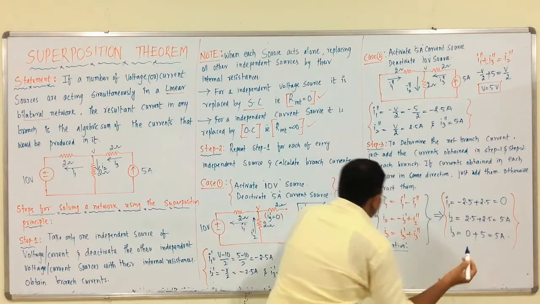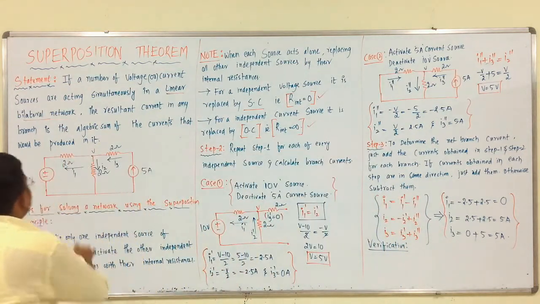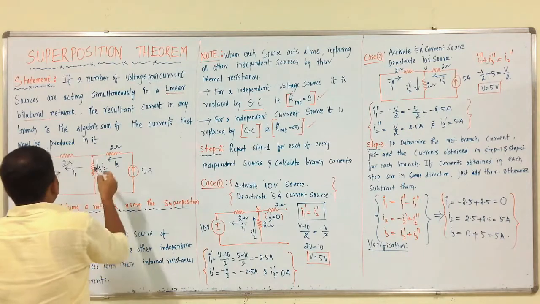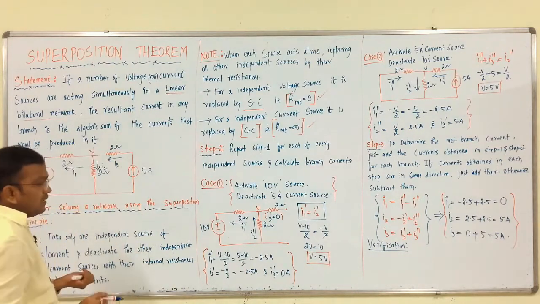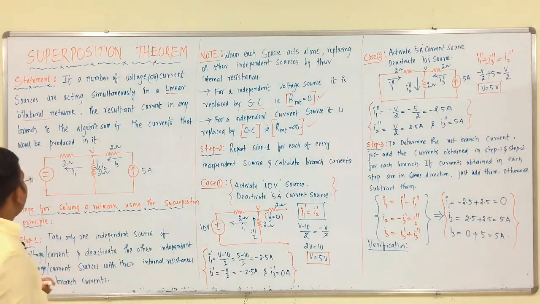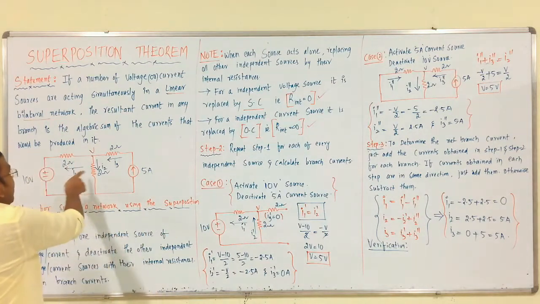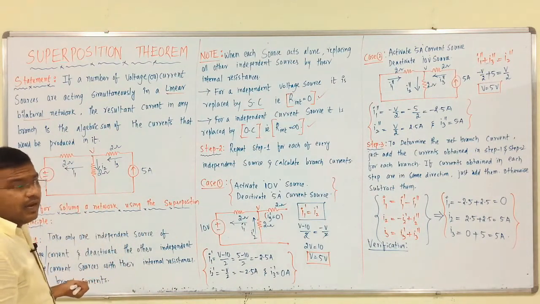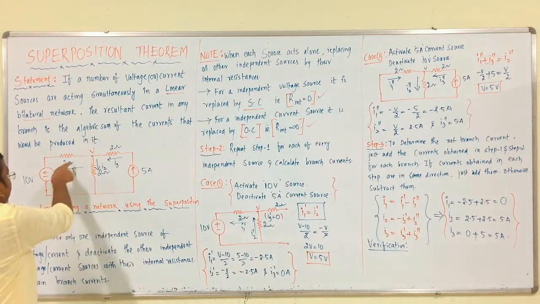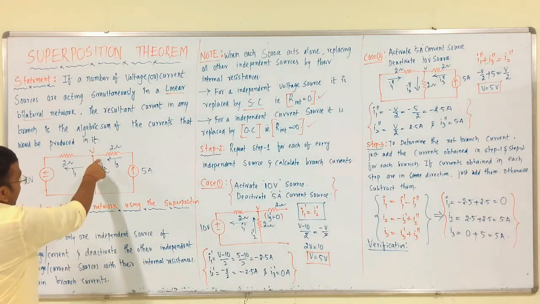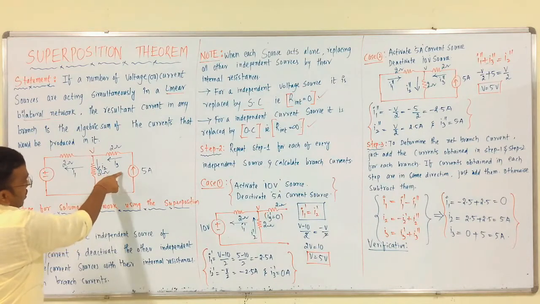Verification. From this main circuit, this is V. By using nodal analysis, we have to calculate the currents I1, I2, I3. So, (V minus 10) by 2 plus V by 2 equals 5.